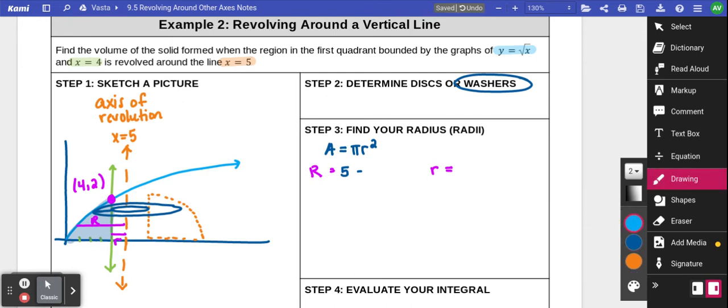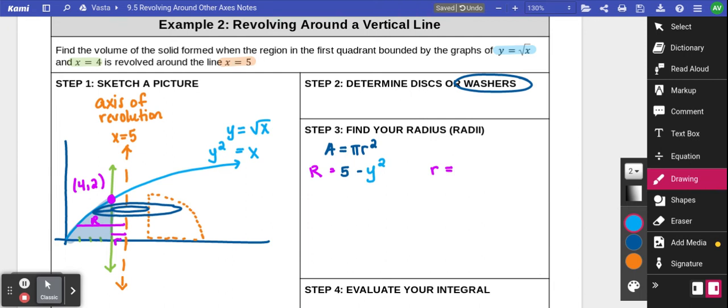Now, the problem is that my original blue graph equation is not in terms of y. And I'm going to need this to be in terms of y because I'm revolving around a vertical line and I'm doing right minus left. So I'm going to go ahead and rearrange this a little bit and make it x equals y squared. And so I'm going to write 5 minus y squared here.